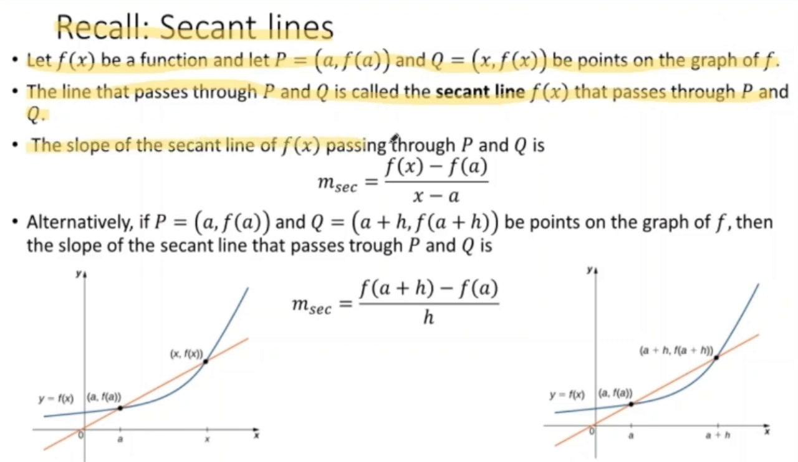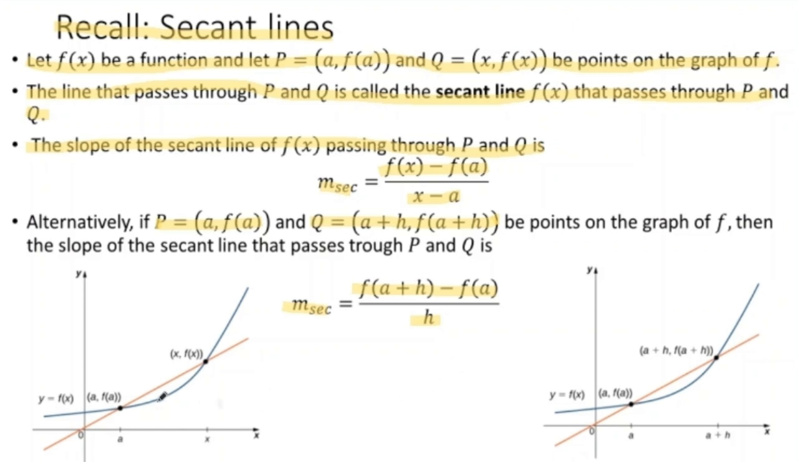The slope of a secant line of f of x passing through the points P and Q, which we'll denote m secant, is going to be f of x minus f of a all over x minus a, which is just the slope formula with the two points plugged in. An alternative way of calculating the slope of the secant line is to have P be the point (a, f of a) and Q be the point (a plus h, f of a plus h). That is going to cause our formula to become m secant equals f of a plus h minus f of a all over h. H would represent how far to the right or left point Q is from P.